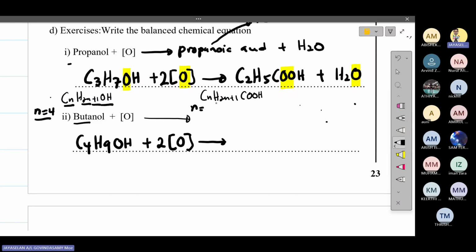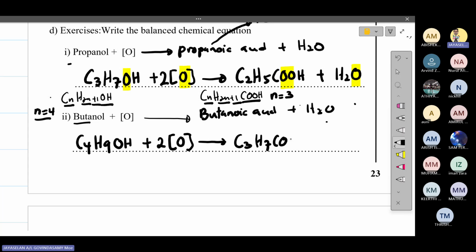Here you must apply N3. Okay, N3, so you will get what acid? Butanol will give you butanoic acid. You must put water, H2O. Butanoic acid means you apply N3. How do you apply 3? C3. See? Okay, H will be 6 plus 1, 7. Then you follow this, COOH plus H2O. Balance, just put 2 here.